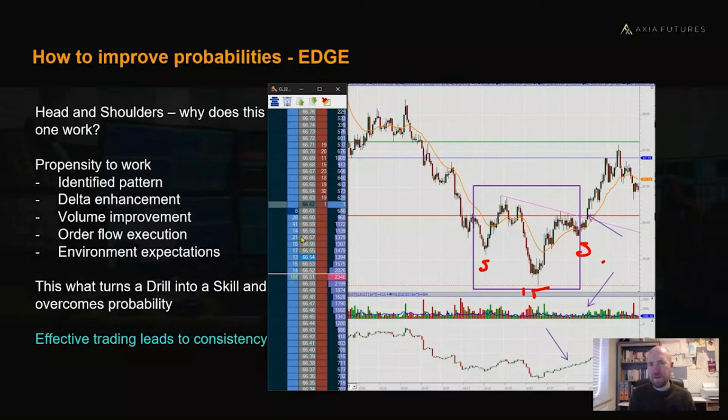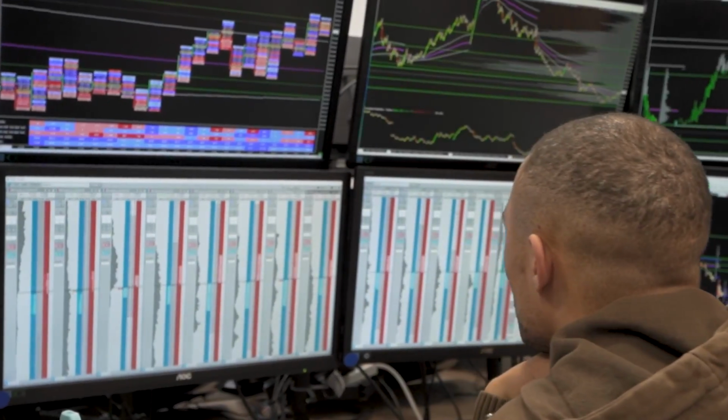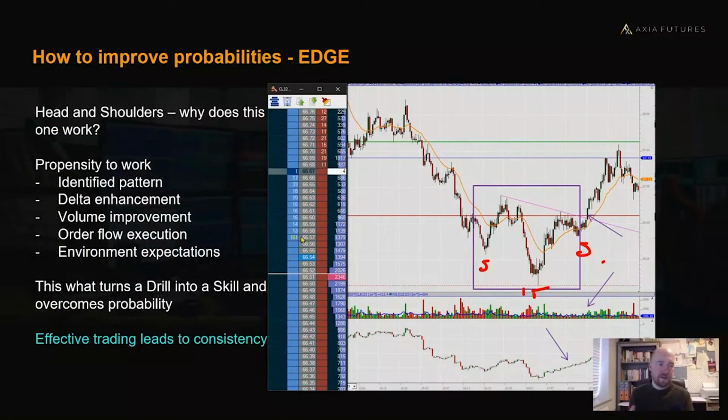Oil had dropped around about $10 over the previous couple of days. So a reversal was kind of on the cards. All of those things stack up to say, yes, this is one that's worth taking on. That's the way that you want to be trying to look at these types of trades. That's what gives you edge, and that's how you improve probabilities.